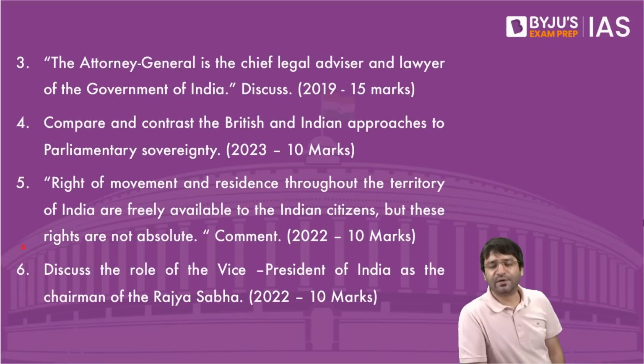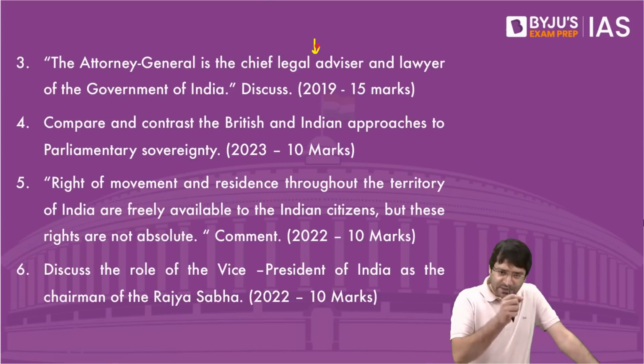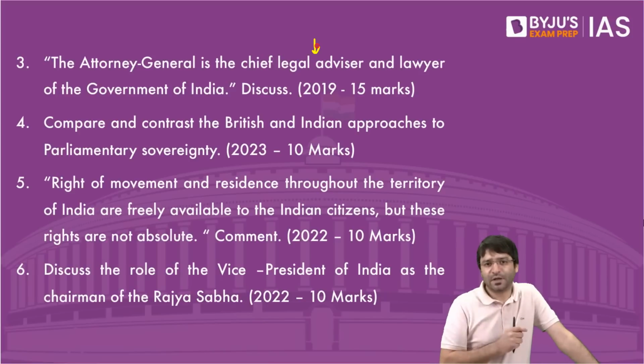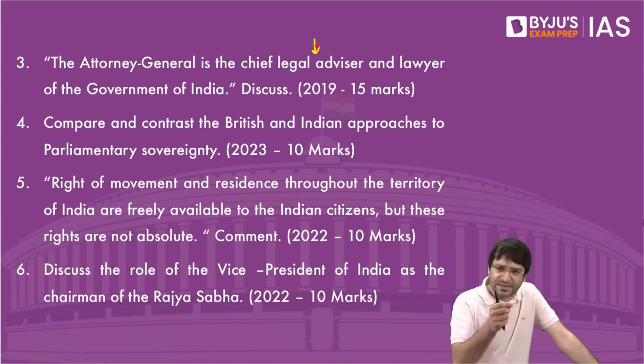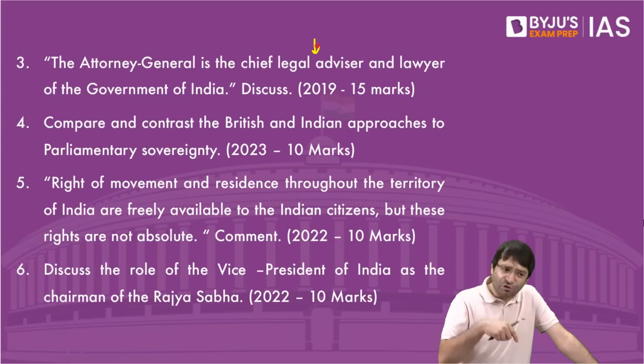According to Article 76 of the Constitution, the Attorney General performs the following roles, which makes the Attorney General the chief legal advisor and lawyer of the Government of India. Number one, to advise and assist the central government in all cases where the central government is a party. Number two, to present the viewpoint of the central government on any presidential reference made under Article 143. Third, to advise the president, to advise the central government on all legal matters as may be assigned to him.